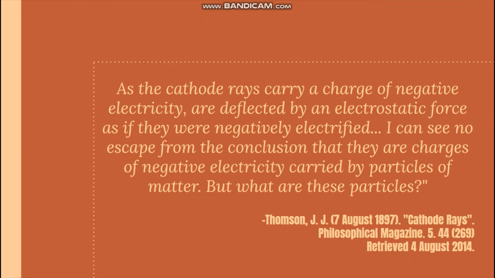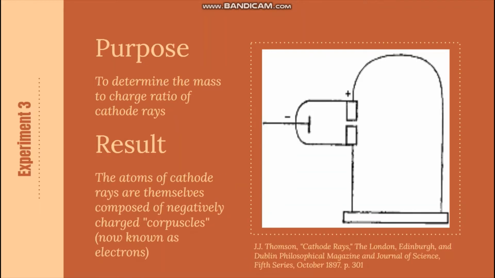In fact, J.J. Thomson wrote in his paper, "As the cathode rays carry a charge of negative electricity, are deflected by an electrostatic force as if they were negatively electrified, I can see no escape from the conclusion that they are charges of negative electricity carried by particles of matter. But what are these particles?" To answer this last question, Thomson conducted his final experiment, to determine the mass-to-charge ratio of cathode rays by measuring their deflection within a magnetic field.